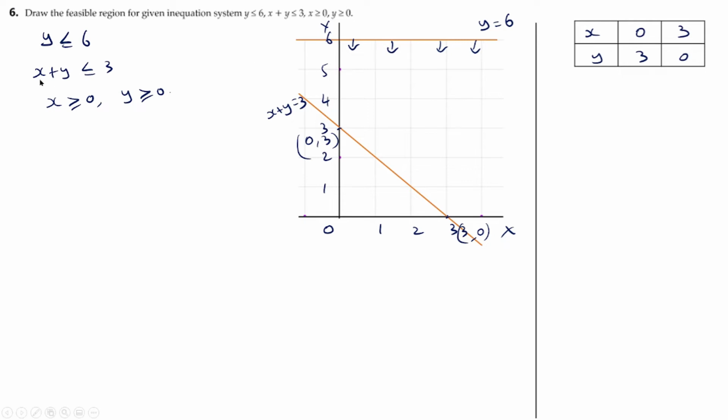Then x plus y less than or equal to 3. If we substitute the origin and check 0, 0, we get 0 less than 3. So it is this part. Next we have x greater than or equal to 0, y greater than or equal to 0, which is the first quadrant. So the region which is common to all these inequalities is this triangle. If we mark this point as P and this point as Q, the feasible region corresponds to OPQ.